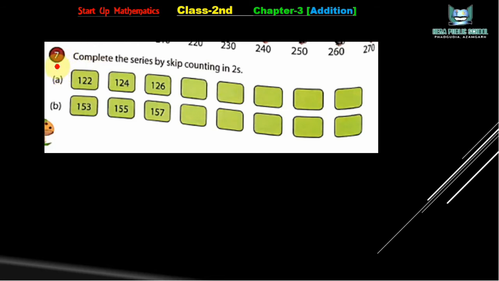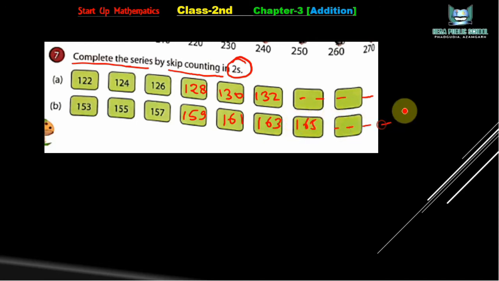Question number 7 is complete the series by skip counting in 2s. 122, 124, 126. So the next number will be 128, 130, 132 and so on. 153, 155, 157. The next number will be 159, 161, 163, 165 and so on.